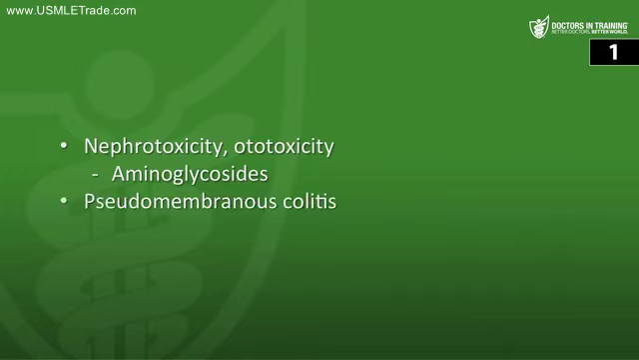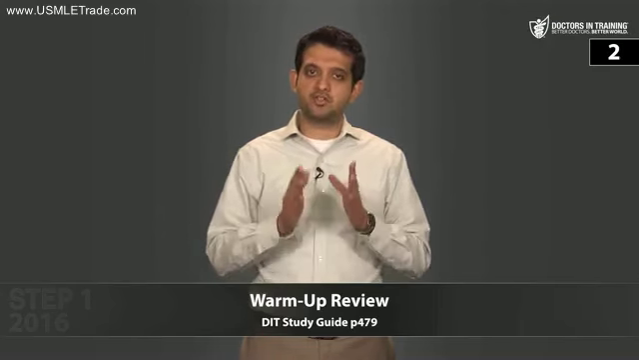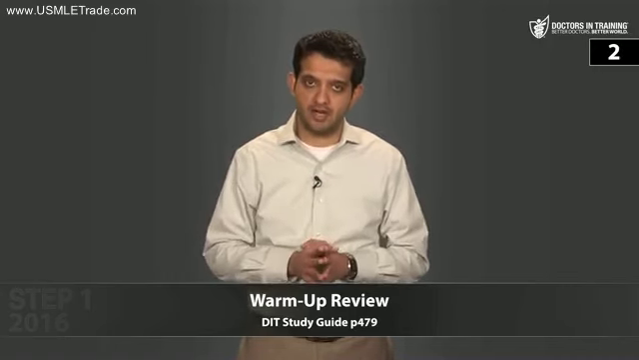Next is pseudomembranous colitis. This can technically be caused by any antibiotic, but the big ones to remember are clindamycin and ampicillin. Next question. Which structures form the Hesselbach triangle?